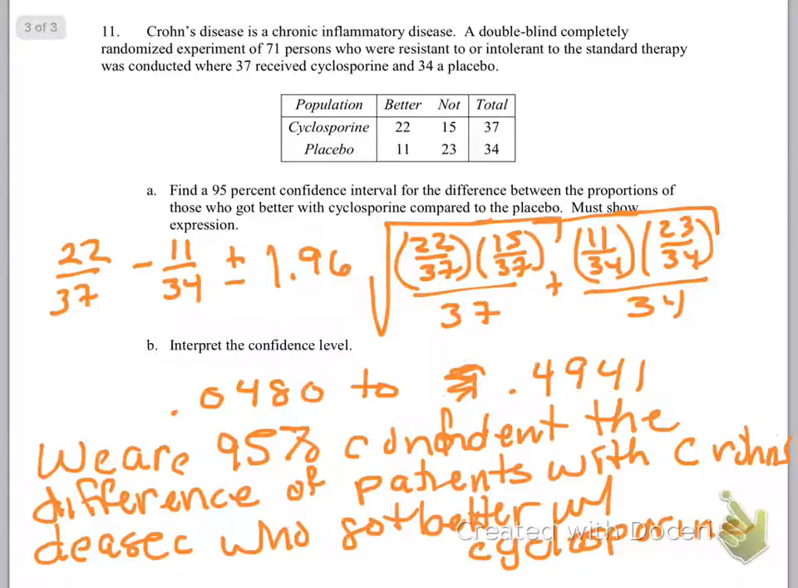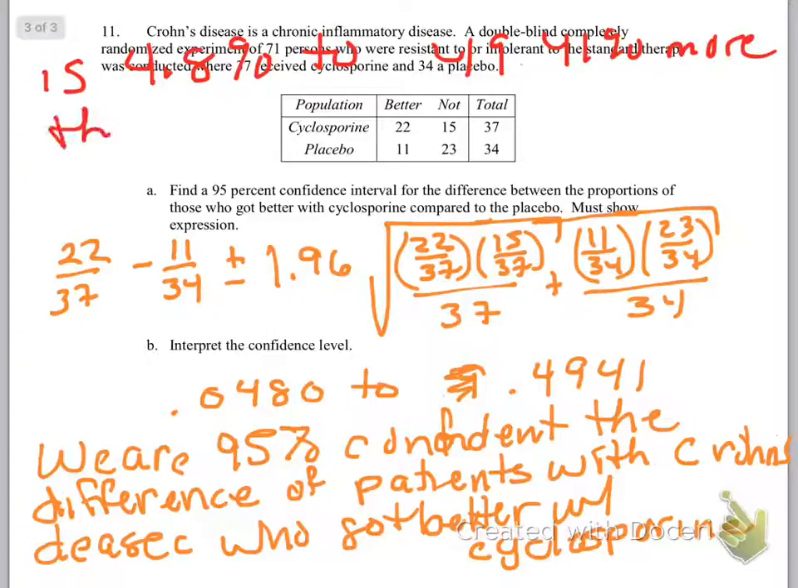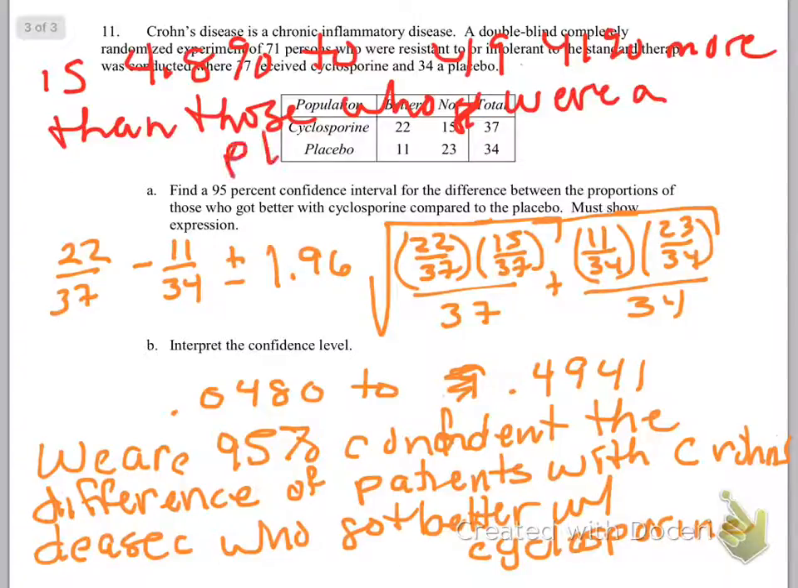And I'm going to change colors just so I don't confuse anybody. Is 4.8% to 49.41% more than those who were given a placebo. I think that drug works. All right.